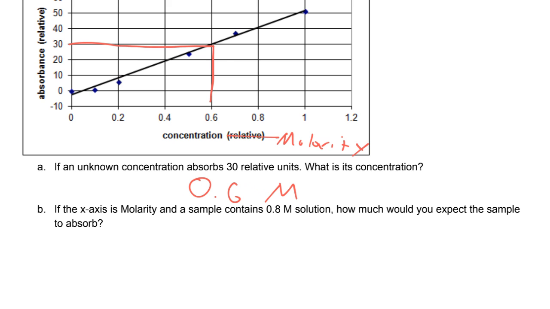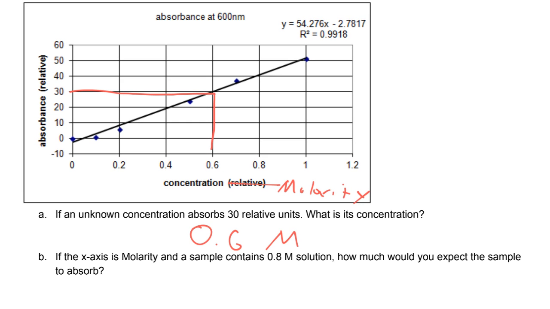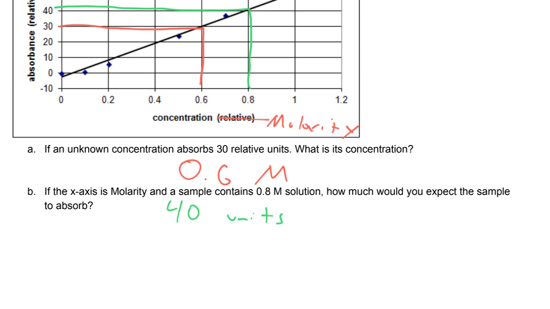And then part B kind of clarifies that. If the x-axis is molarity and a sample contains 0.8 molar solution, how much would you expect the sample to absorb? So I'll go to the 0.8 and now go straight up until I hit my line, and then go straight over to the graph, and I would see 40 units is where we hit. All right, and that's that for this lecture video.